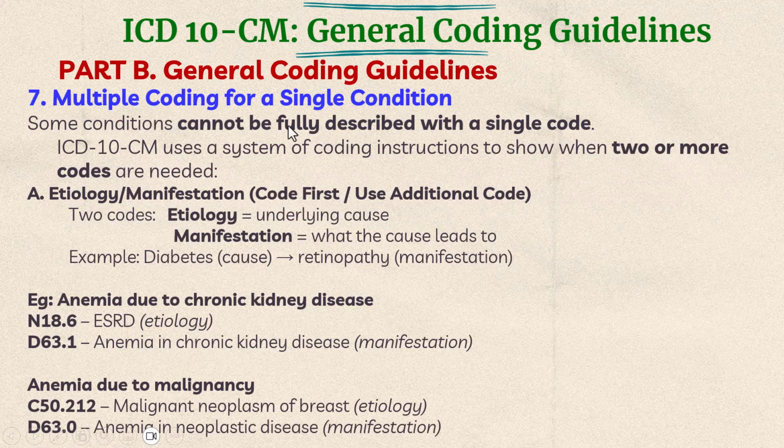Number 7, multiple coding for a single condition. Some conditions cannot be fully described with a single code.